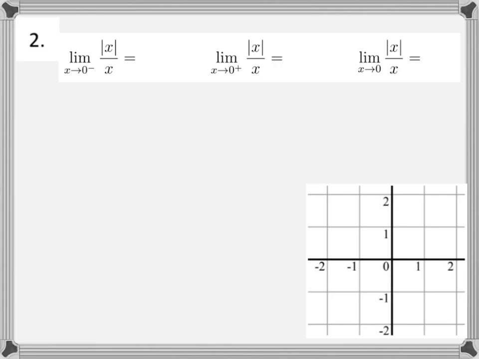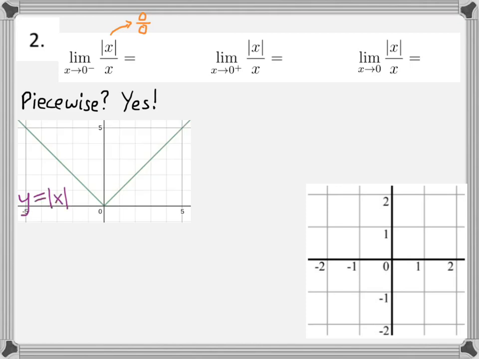So let's consider the limit as x approaches 0 of the function the absolute value of x over x. Okay? You notice if we directly substituted in the 0, the function value would approach the indeterminate form 0 over 0. However, hold on a sec. Isn't this video supposed to be about piecewise functions? Is this a piecewise function? Well, yes it is. Here's the graph of the absolute value of x, and it's composed of two pieces that you switch over at the line where x equals 0.